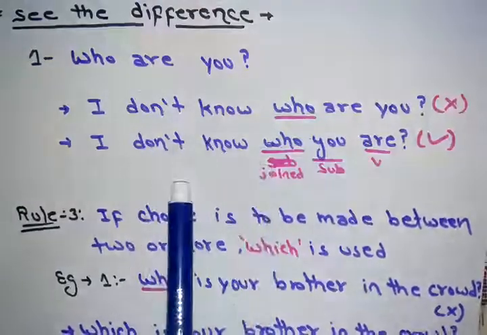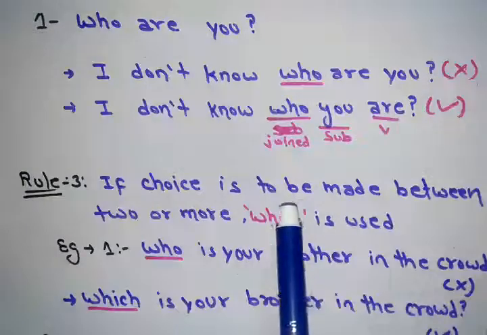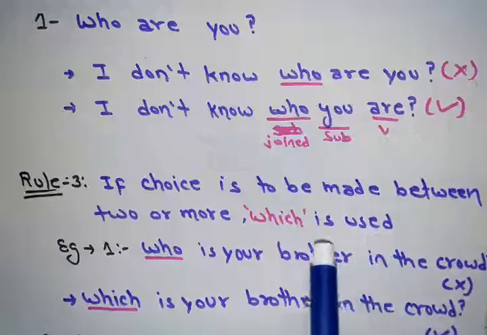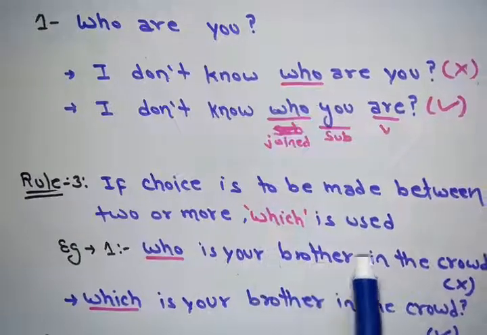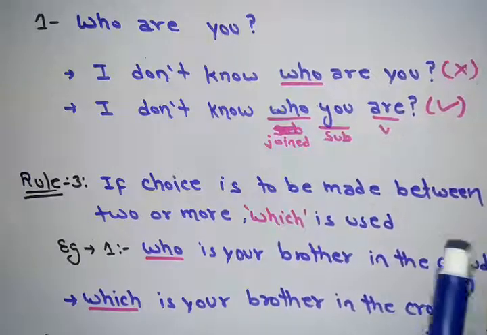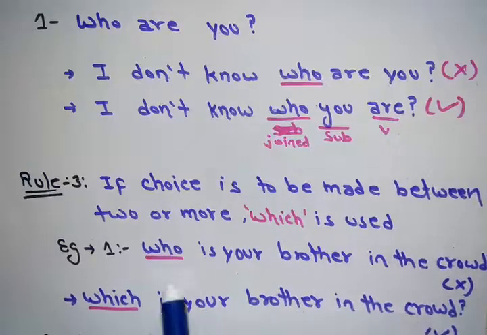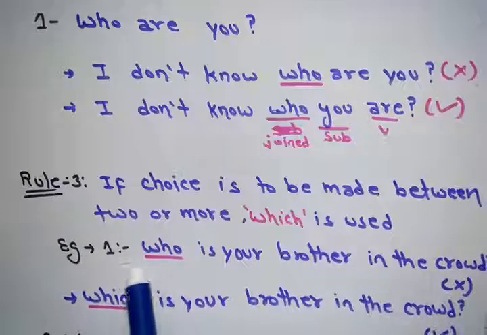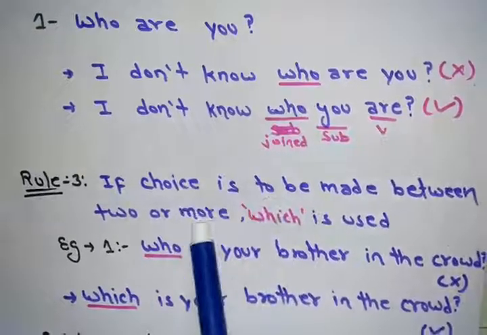So always remember. And rule number three is, if a choice is to be made between two or more, which is used. Some people always use who. For example, who is your brother in the crowd, so it's wrong. Its right statement is, which is your brother in the crowd. So which is used if a choice is to be made between two or more.